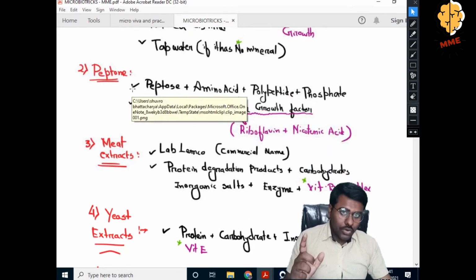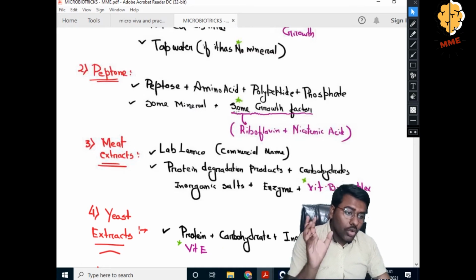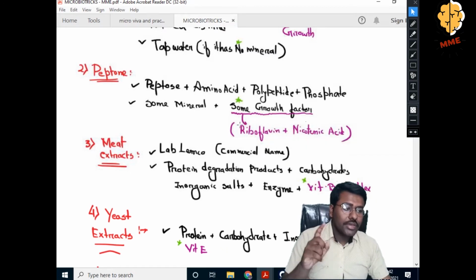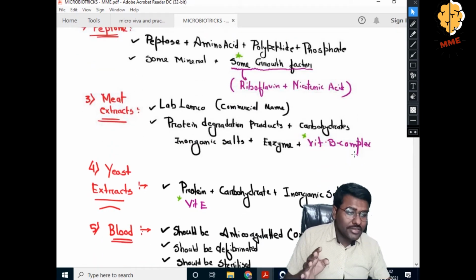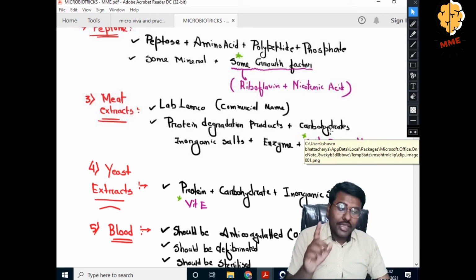In case of peptone, some growth factors are present there. What are the growth factors present in the peptone? The riboflavin and nicotinic acid. This is the important point about the peptone. Coming to the meat extracts, what is the most important finding in the meat extracts is the vitamin B complex. You don't have to forget these types of stuff.